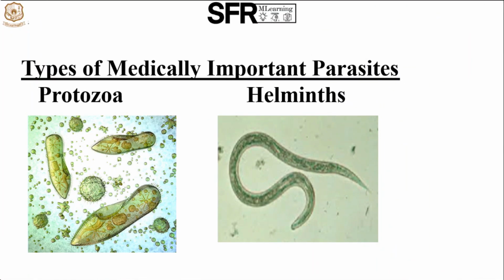Next, we can see about the types of medically important parasites. There are three medically important parasites, that is protozoa, helminths and arthropods. Protozoa are single celled organisms, example Plasmodium, Entamoeba histolytica. Helminths are multicellular worms, example Ascaris, Taenia, Schistosoma. Arthropods are insects and arachnids that act as parasites or vectors. Examples of arthropods are mosquitoes, ticks and lice.